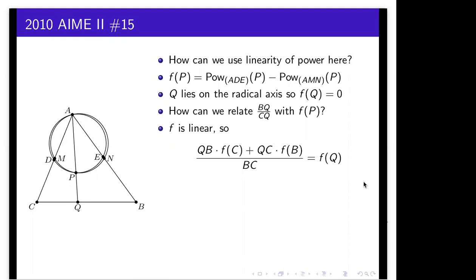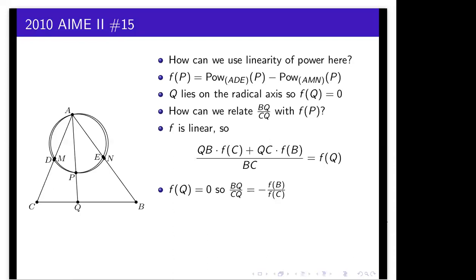So now that we have this, we already know that the right-hand side is 0. So if we set it to 0, multiply by BC, and then rearrange some terms, we just get that BQ over CQ is going to be negative f of B over f of C. So now we have a formula to find the ratio we want. So what's nice about this form? We actually can calculate f of B and f of C very easily.